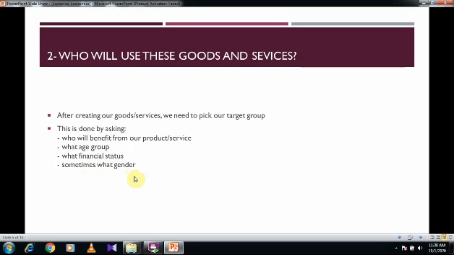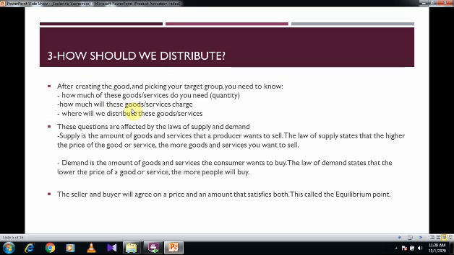So, 1, I create my goods and services using the 4 factors of production. 2, after I create the goods and services, I pick my target group using these questions. And 3, I have the goods, I have the target group. I need to know where I should put these goods, what places, and how I am supposed to distribute them. You need to know how much of these goods and services you need. What's the quantity? Am I supposed to produce 100 items, 1,000, 100,000?